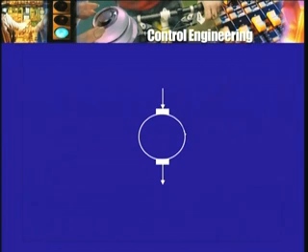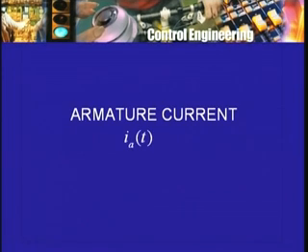Since it's called an armature, we'll denote the current in it at any moment of time by the standard symbol for current, which is I, with a subscript A to remind us of armature. And because the current may be changing with time, I'm showing it as I_A as a function of time.